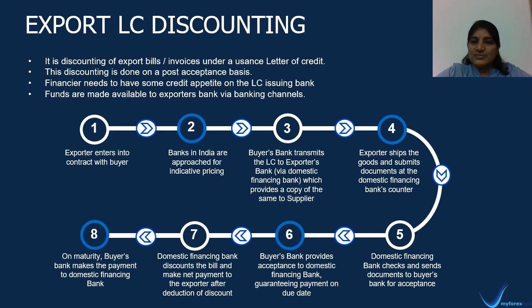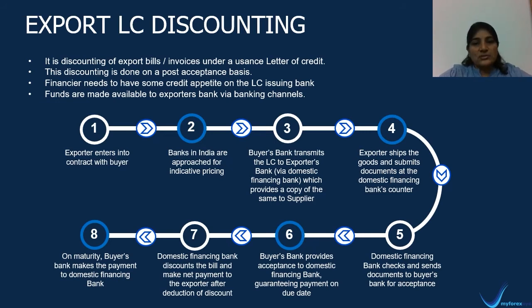To understand this better, let's go through the process flow. So the first step which happens is that the exporter enters into a contract with the buyer, after which the banks in India are approached by the exporter for an indicative pricing. Now, the buyer's bank transmits the LC to exporter's bank, which is through the domestic financing bank, which provides a copy of the same to the supplier.